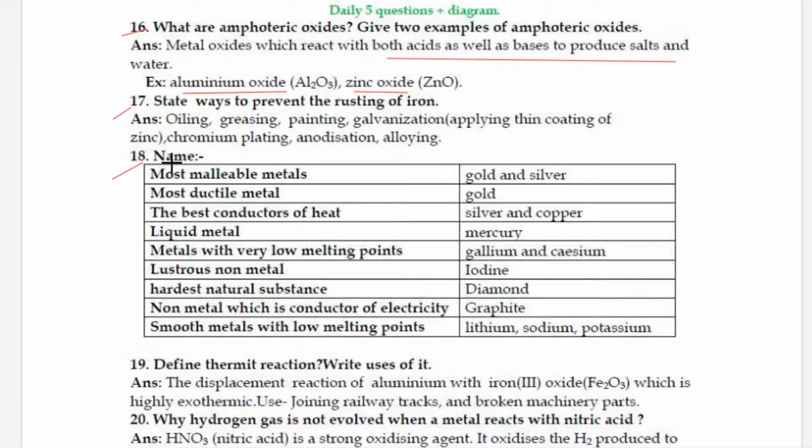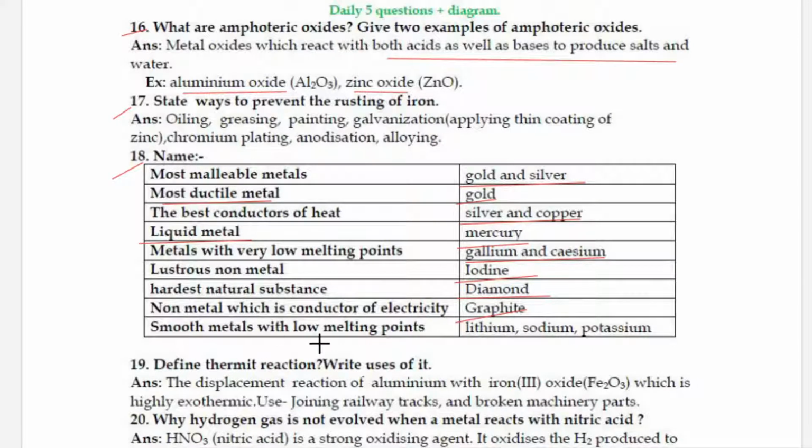Next question, name the most malleable metals. Gold and silver are the most malleable metals. Most ductile metal, gold. The best conductors of heat, silver and copper. Liquid metal, mercury. Metals with very low melting points, gallium and cesium. Lustrous non-metal, iodine. Hardest natural substance, diamond. Non-metal which is conductor of electricity, graphite.